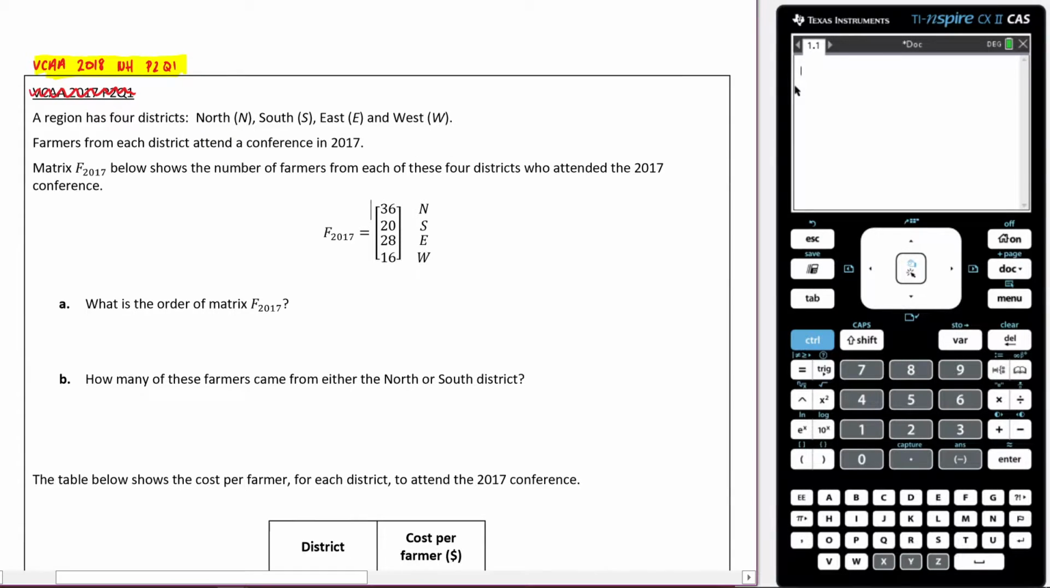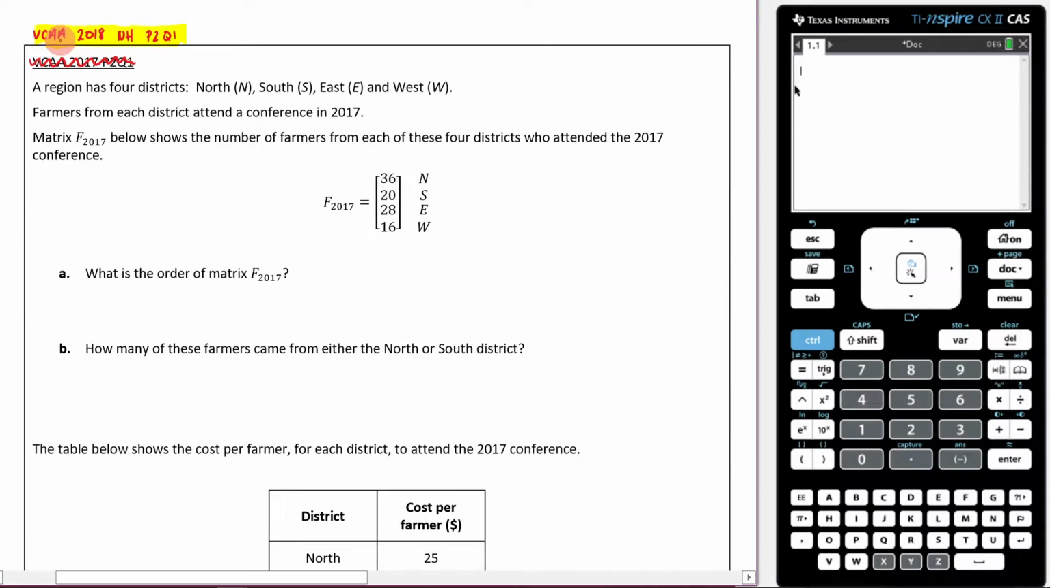We're going to answer this question here. It's taken from VCAR 2018, Northern Hemisphere, Paper 2, Question 1. A region has 4 districts, North, South, East, and West. Farmers from each district attend a conference in 2017. Matrix F 2017 below shows the number of farmers from each of these 4 districts who attended the 2017 conference.